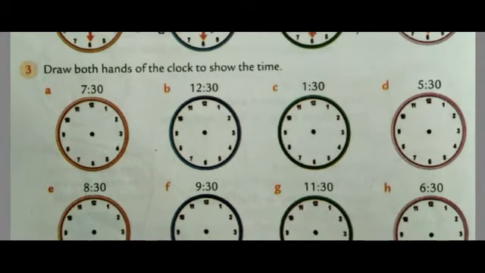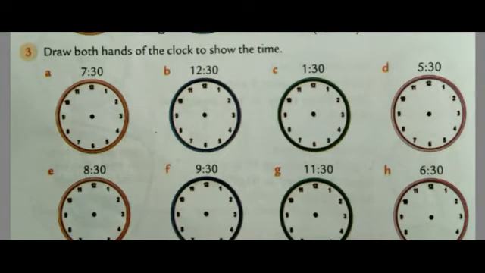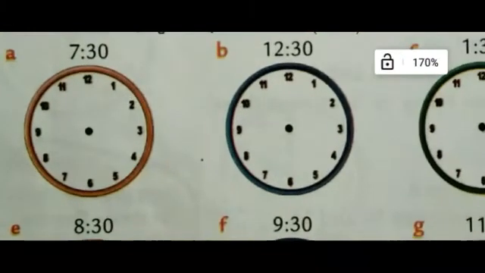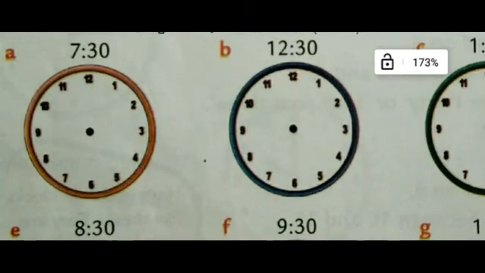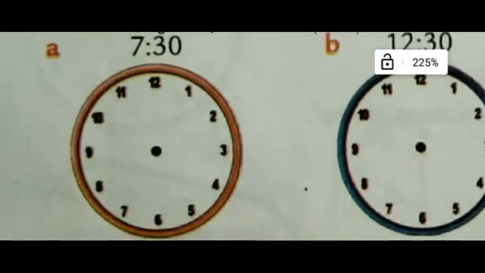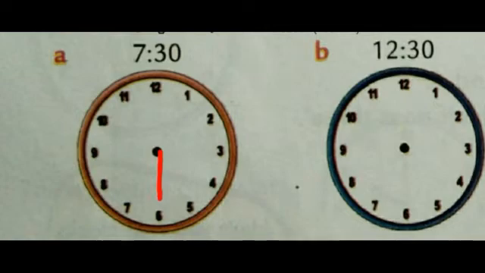Draw both hands of the clock to show the time. Now we need to draw both the hands, okay? So just see the time. What is the time here? We have to show the time, 7:30. So to show the time 7:30, minute hand will be at 6 and small hand will be between 7 and 8. It's 7:30. Okay, like this.